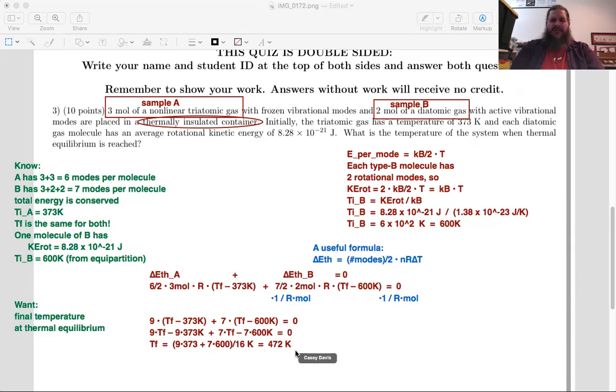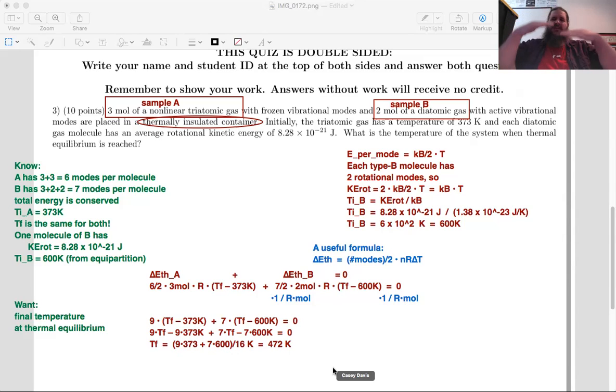And quick reality check, how does that compare to the initial temperatures of both of the substances? If we started off with A at 373 and B at 600, does it make sense for them to both end up at 472? Yeah, because before we even calculate that, before we even run the numbers, if we got one cold substance at 373 and one hot substance at 600, what do we know? What's the one thing we know for sure about the final temperature? Before we even do any calculations.